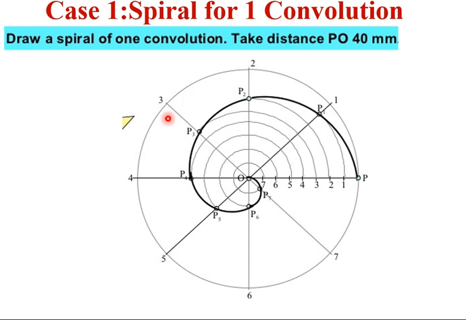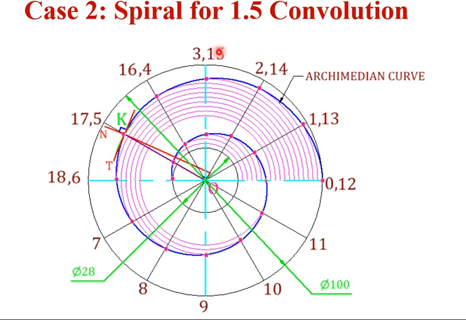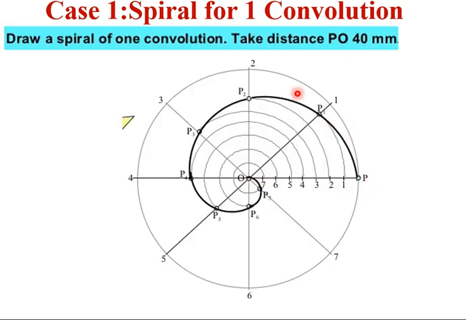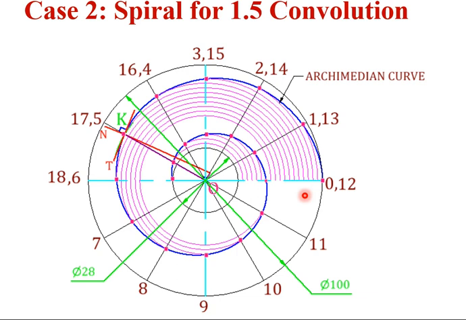Now we will go for the spiral for second convolution. In this case we have divided this into 8 equal parts, both, because only one convolution is there. If it is for 1.5 convolution, the same thing is there actually, but the important thing is that the length of the line is 100, but the point is not coming at O, it is coming up to a certain distance from O, that is equal to 28 millimeter from the pole O.